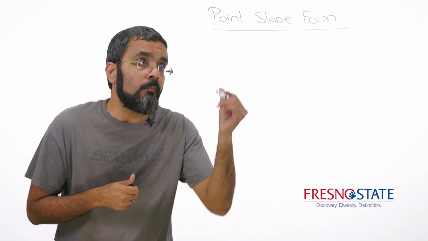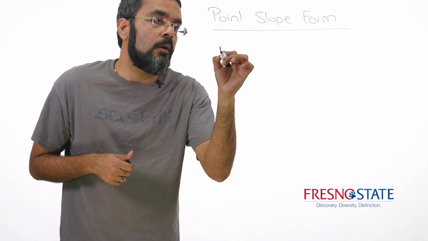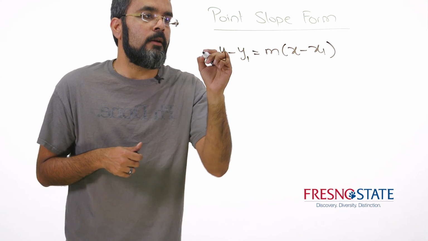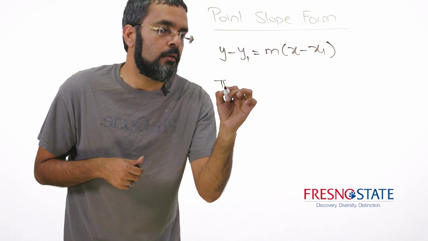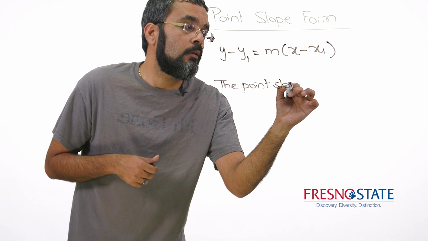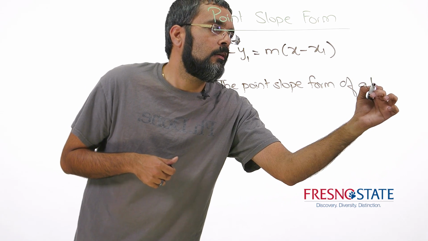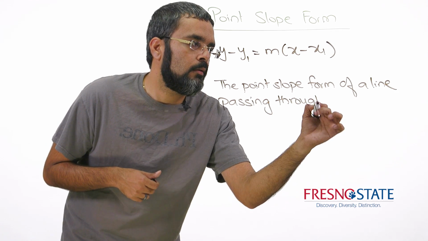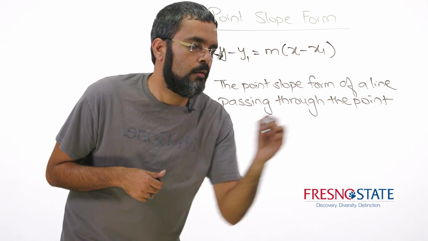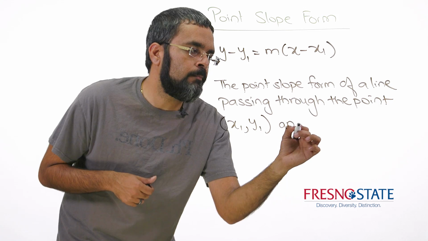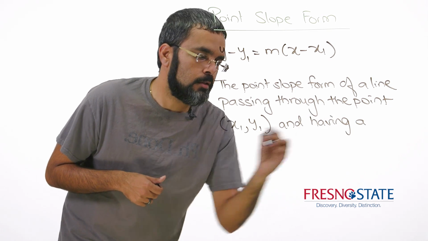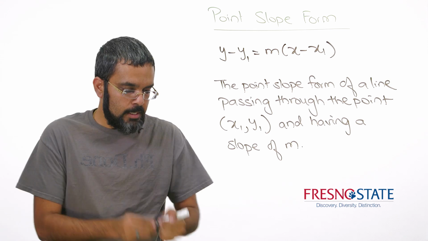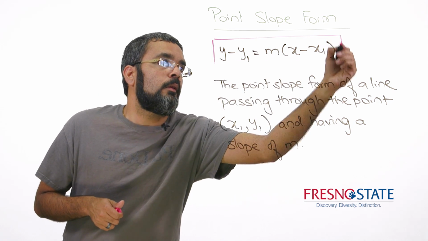Okay, so the point slope equation of a line is given by y minus y1 equals m times x minus x1. Okay, so this is the point slope form of a line passing through the point x1, y1 and having a slope of m. Okay, so this equation is what we call the point slope form.